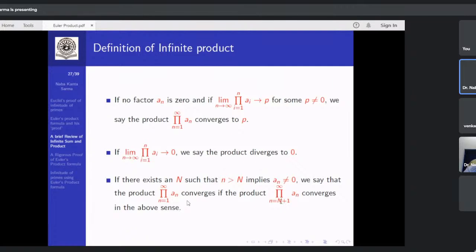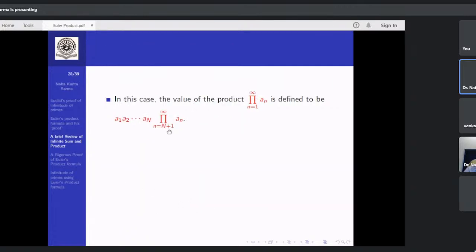We are willing to define n from 1 to infinity. In that case, what will we do? The value of this product from n equals 1 to infinity, we will be defining with finitely many terms, which we will multiply. And then we will multiply this result with the product from n plus 1 to infinity.